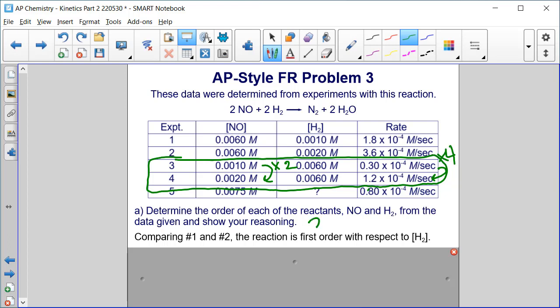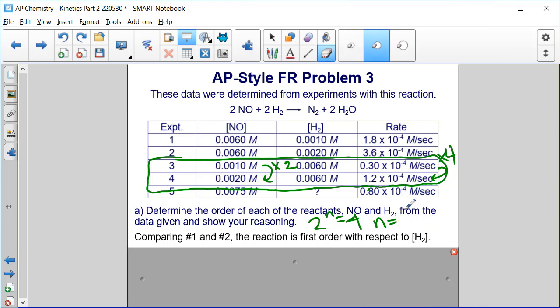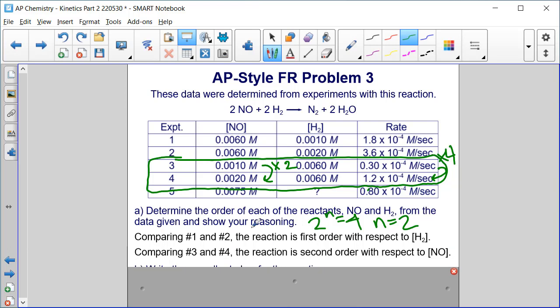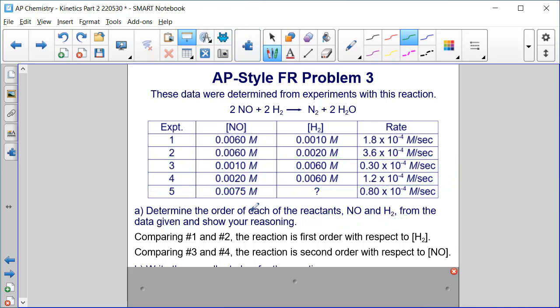So 2 to what power is equal to 4? The order here then is 2, second order. So comparing experiments 3 and 4, the reaction is second order with respect to NO concentration. All right, so that's part A.